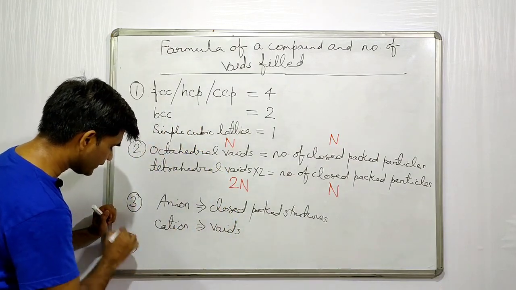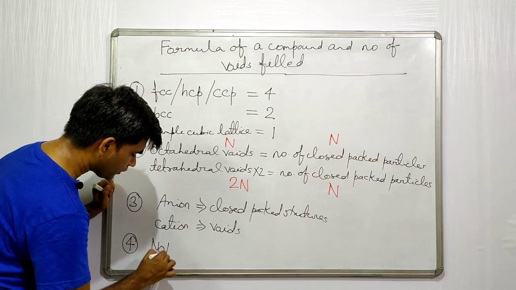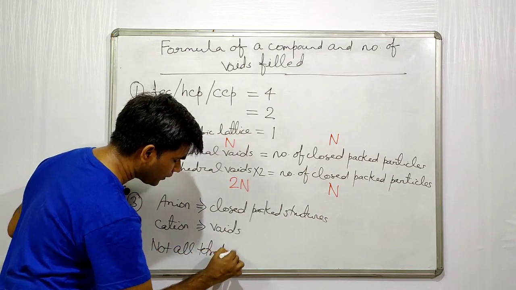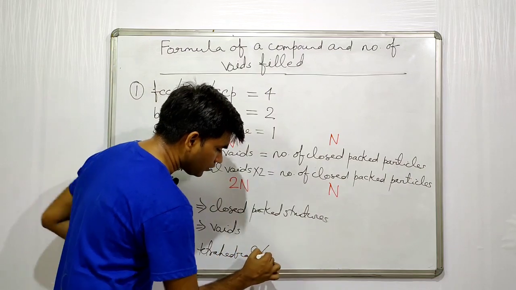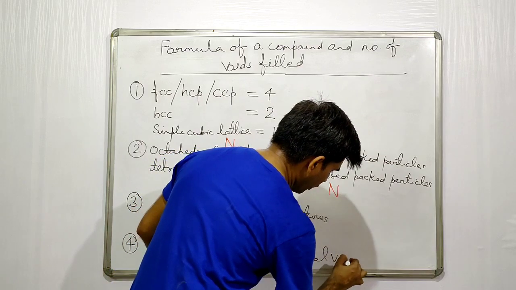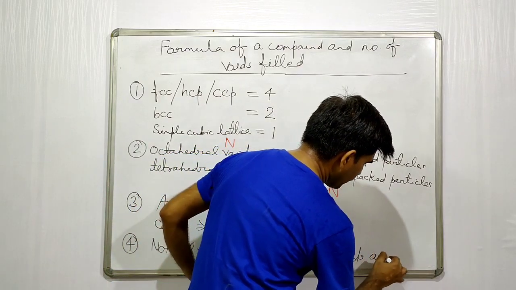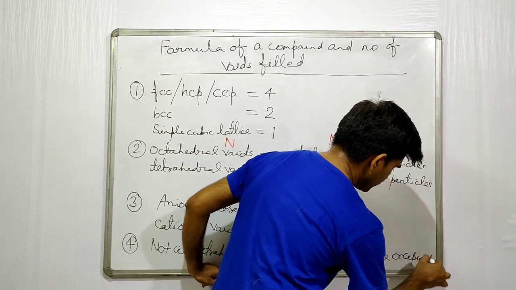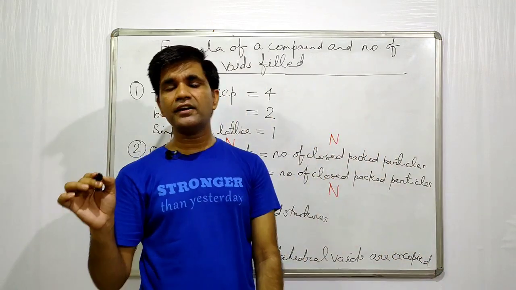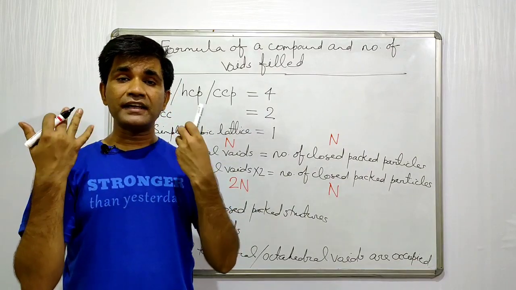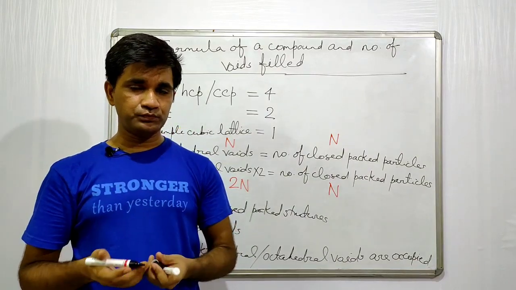So the fourth point is that not all tetrahedral or octahedral voids are occupied. The fraction of tetrahedral and octahedral voids which are occupied depends upon the chemical formula of the compound.